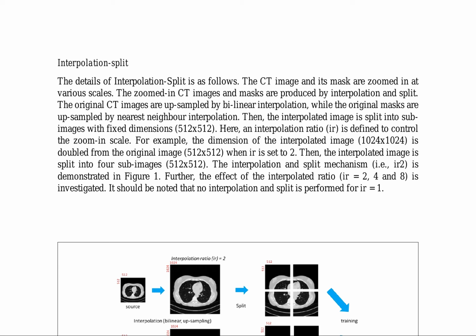For instance, an IR of 2 doubles the interpolated image dimension from 512 by 512 to 1024 by 1024 pixels, which is then split into 4 512 by 512 pixel subimages. The effects of varying interpolation ratios, IR equals 2, 4, and 8, are investigated, with IR equals 1 serving as a baseline where no interpolation and splitting occur. Figure 1 illustrates the interpolation and split mechanism, demonstrating the process of upsampling and dividing the interpolated image into subimages.